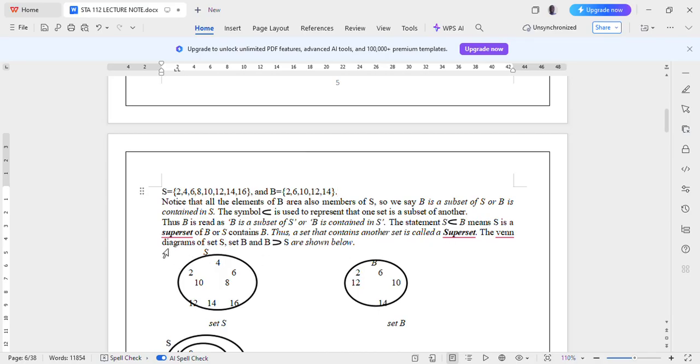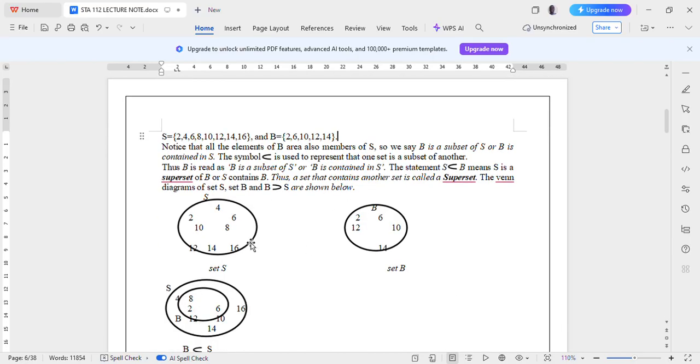In a Venn diagram, the set S and set B, the subset, are shown below. So look at this now. Look at set S. We have the elements, so you can expand it very well.